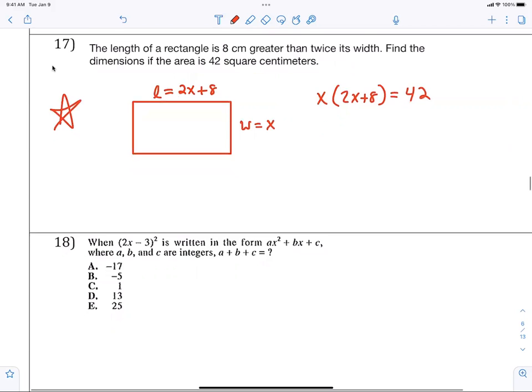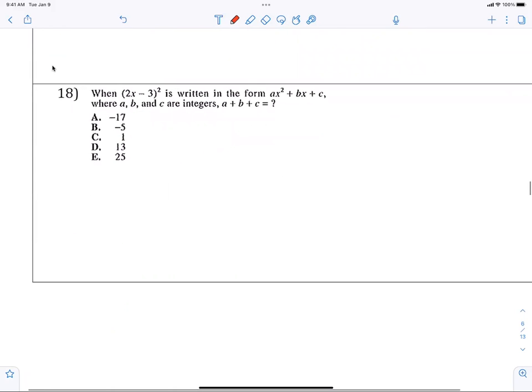All right. Number 18. We are expanding 2x minus 3 squared. All right. So finish 18. We'll try to get the rest of them done tomorrow. All the way up through 18 should be done.